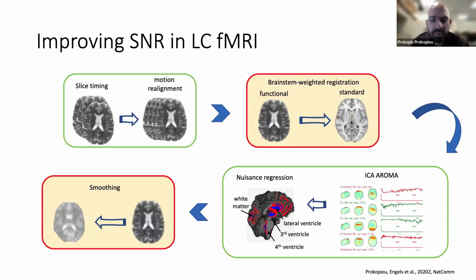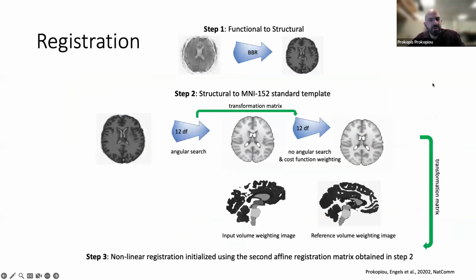Regarding LC BOLD fMRI preprocessing, in our work, we use standard pipelines. However, we found that tailoring two specific preprocessing steps to the LC can significantly enhance the LC BOLD fMRI signal to noise ratio. These two preprocessing steps, highlighted here in yellow boxes, are weighted brainstem-specific registration and spatial smoothing. And looking into each of these separately, our brainstem weighted registration is performed in 3 steps. The first step is functional to structural registration using boundary-based registration. This is a typical method that is implemented in many fMRI data processing toolboxes.